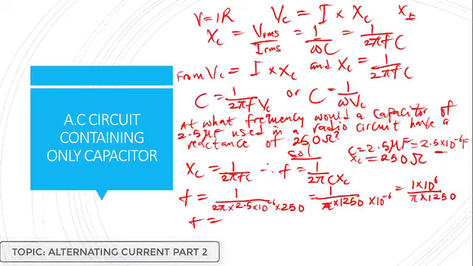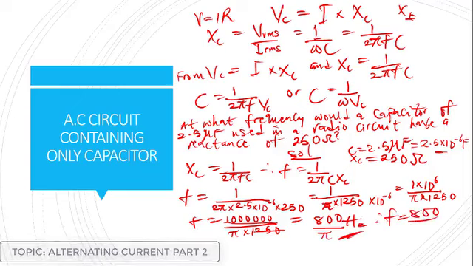This now gives us f as equal to 1 million, since 10 raised to the power 6 is 1 million. 1 million over pi times 1250, and when you divide everything, it's going to give you 800. You divide 1 million by 1250, you will get 800 over pi hertz. So this is our frequency, f equal to 800 over pi hertz.